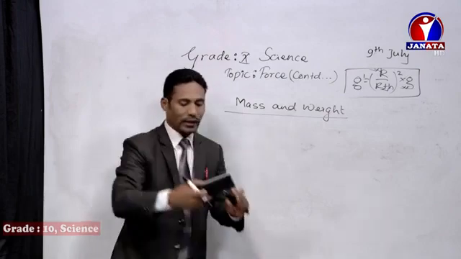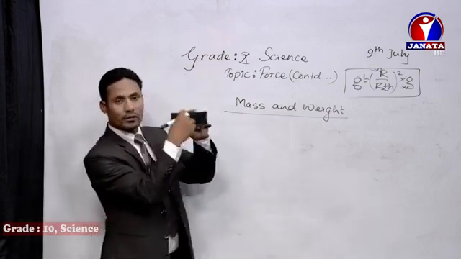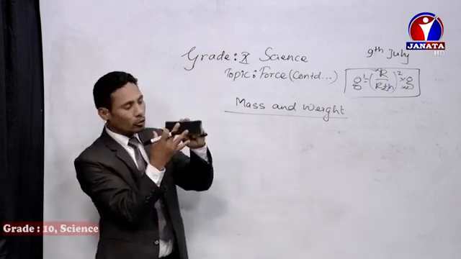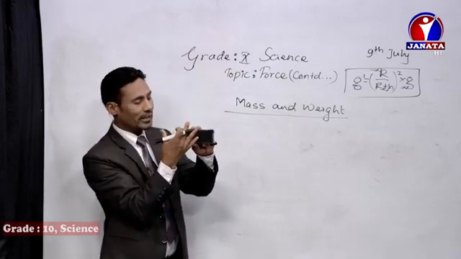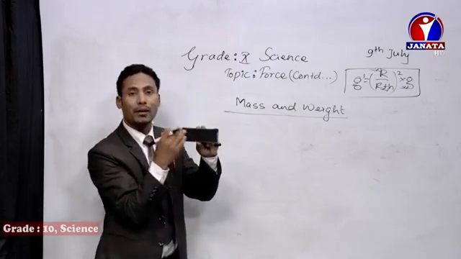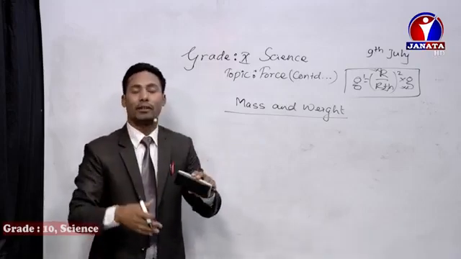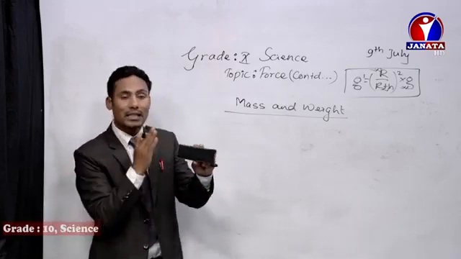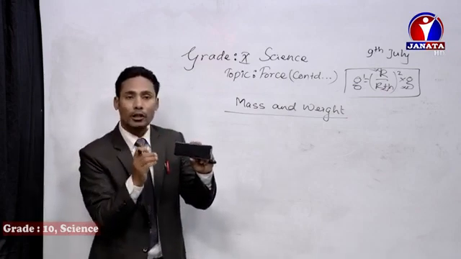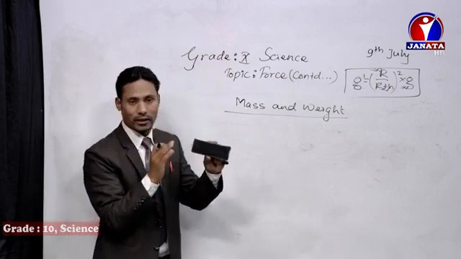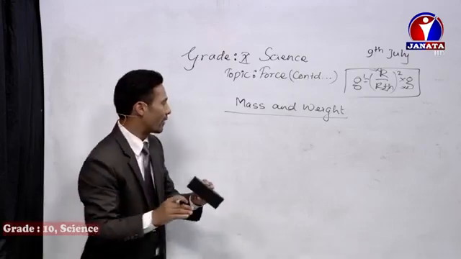For example, the number of molecules present in this duster, right? The total number of molecules present in this duster represents the mass. That's why mass is constant everywhere, that we have learned in lower classes also, because it depends upon the number of molecules present in the object.